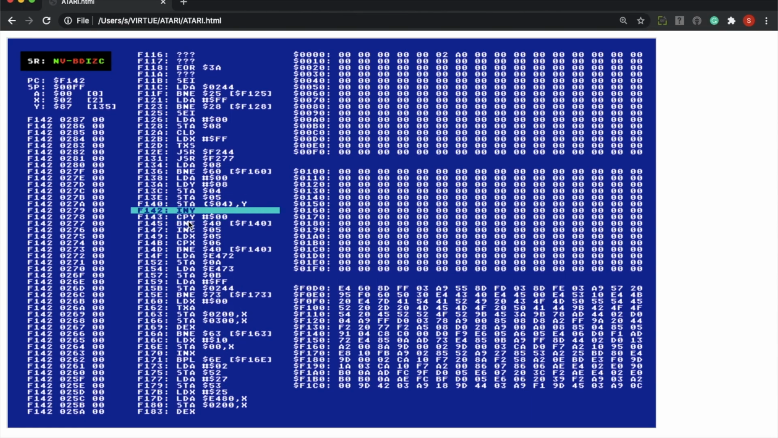So 7, 8, 9, 10, 11, 12, 13, 14, 15. There we go. I missed it. Shoot. But you can see what happened. It didn't branch because Y was equal to 0. This is branch on not equal. So it was equal to 0. It incremented the value at 5, which is up here, to 3.